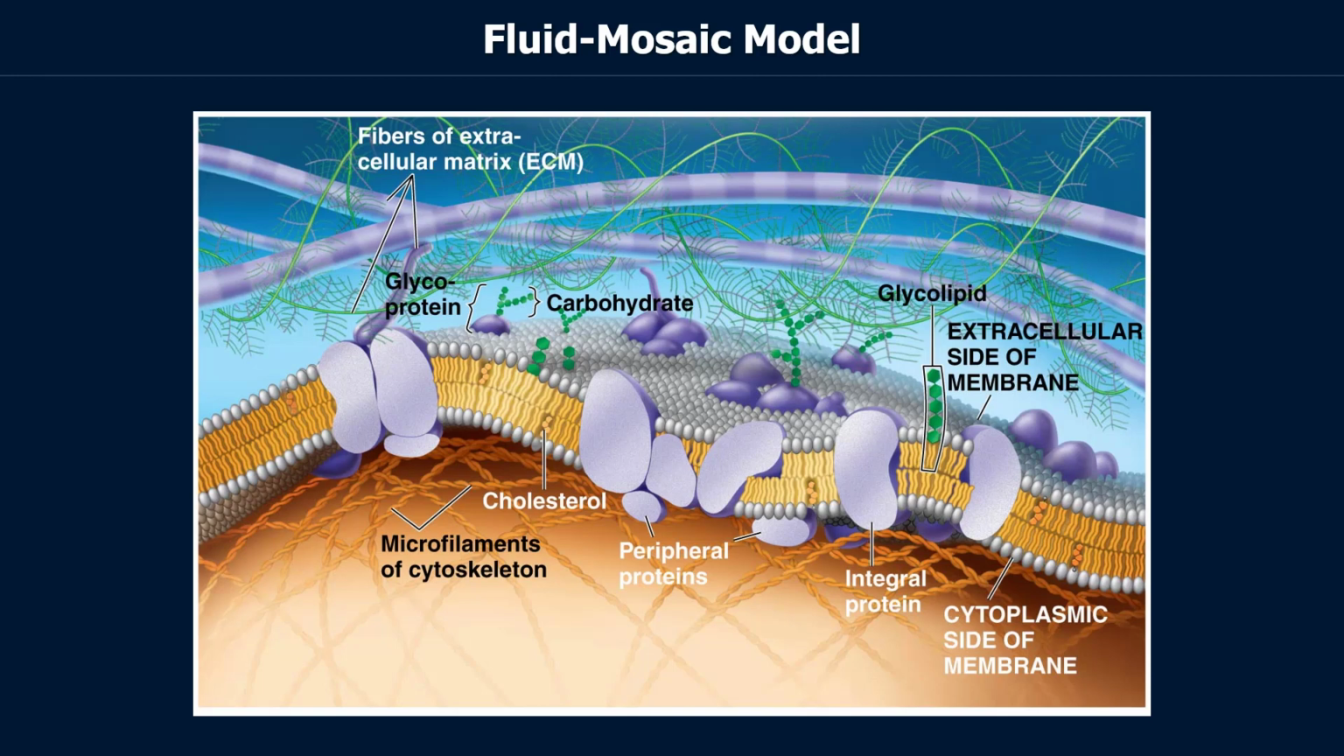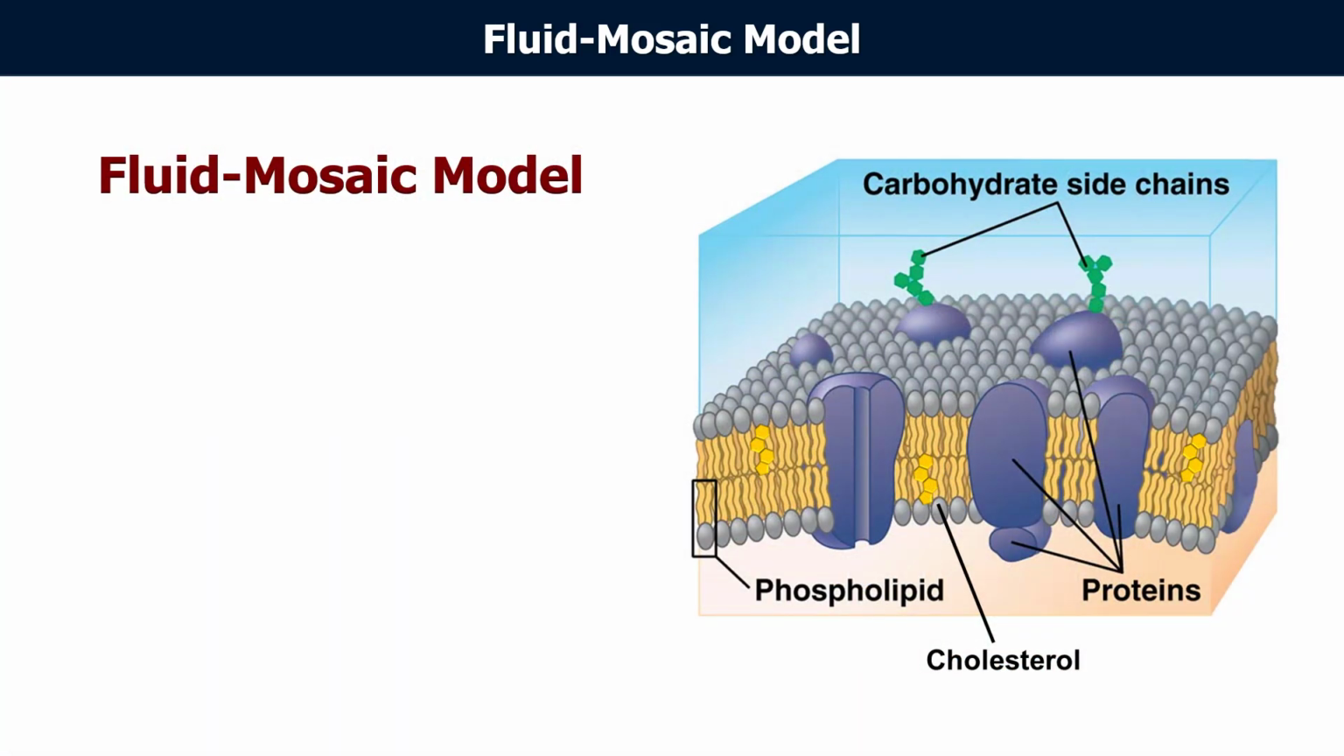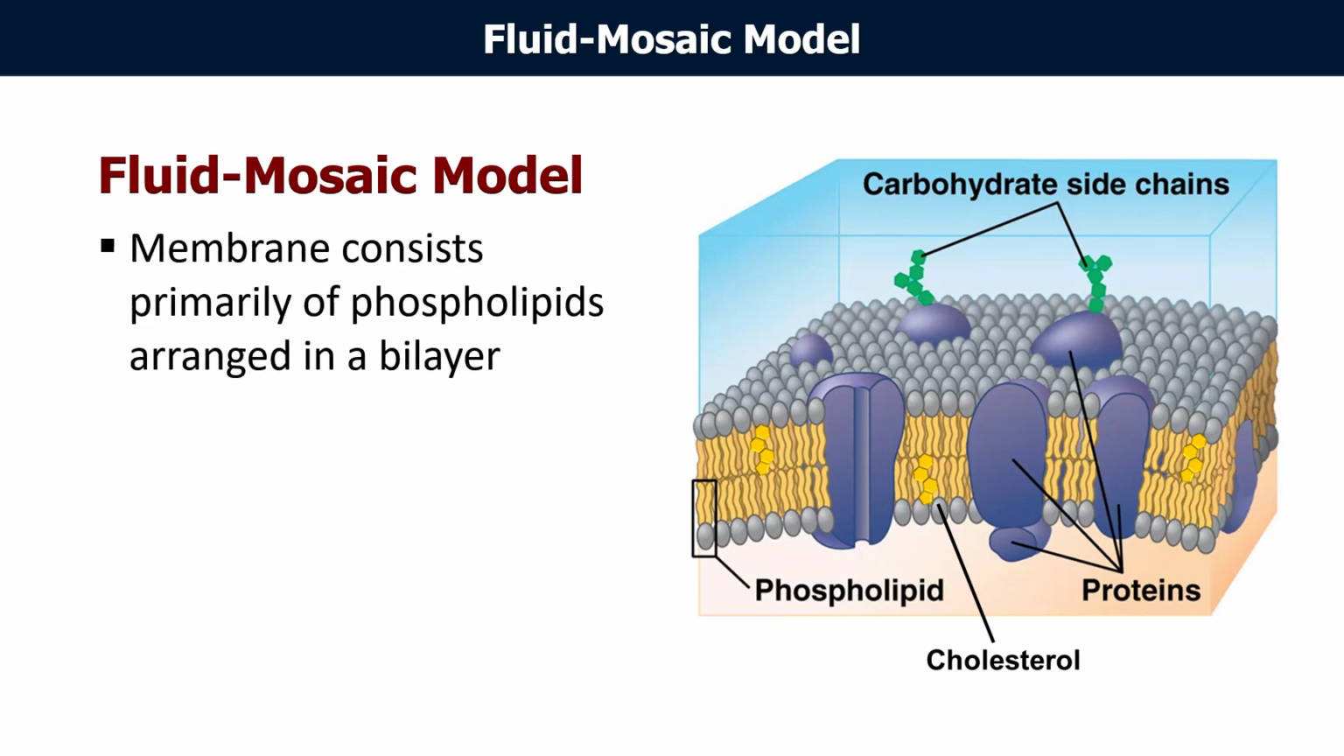Let's look at a little bit simpler diagram and see if we can explain what's going on here. So fluid mosaic model, the first thing they said is that the membrane primarily consists of phospholipids arranged in a bilayer. So in this picture you can see all those phospholipids, and we've talked about them a little bit before. Phospholipids are a type of fat where you have the glycerol with two fatty acids, and then in place of the third one we were putting a phosphate group.